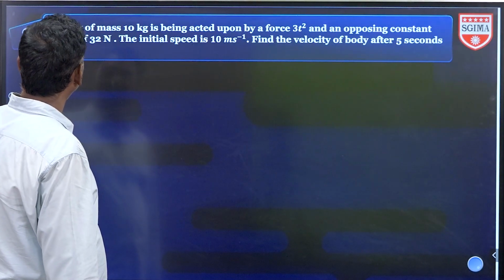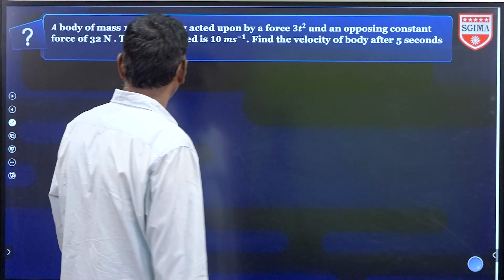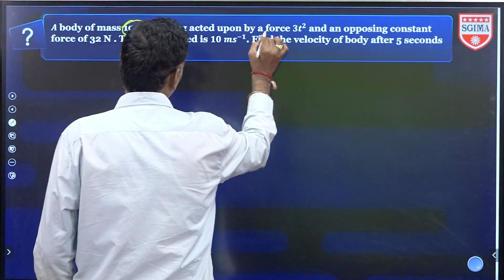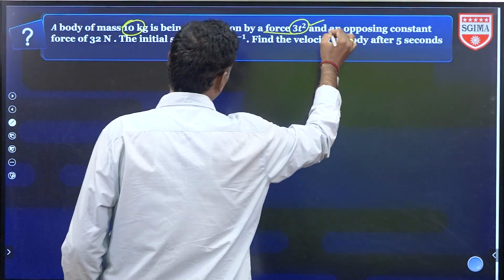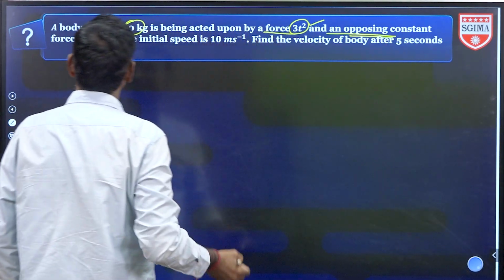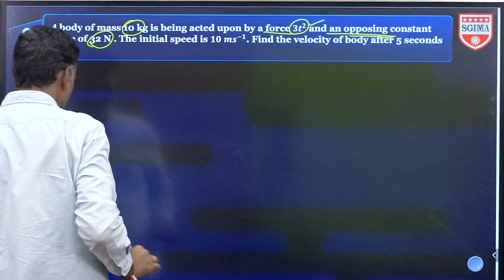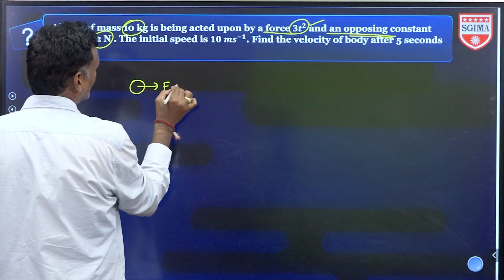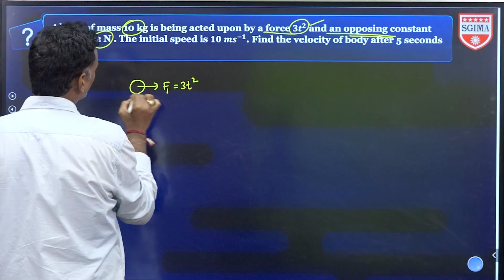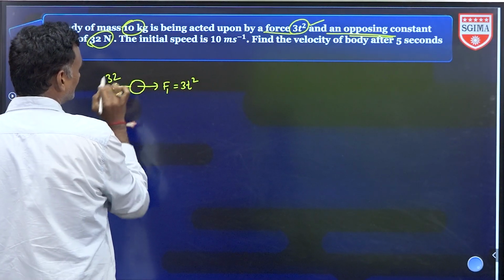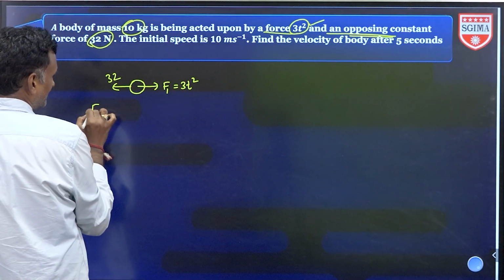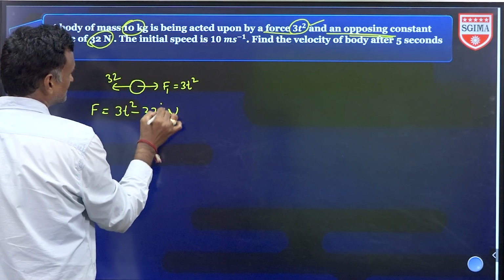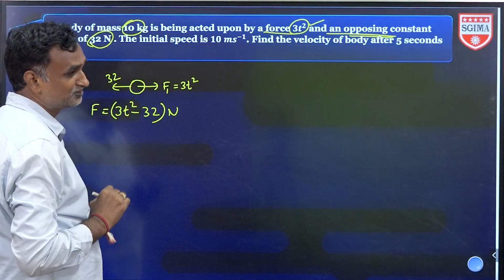Next, a body of mass 10 kg is being acted upon by a force 3t² and an opposing force, a constant of 32 newtons. Suppose the force acting on the right side is F1 = 3t², and the opposing force is a constant 32 newtons. So the net force acting on the body is 3t² minus 32 newtons. This is the equation we need to generate.